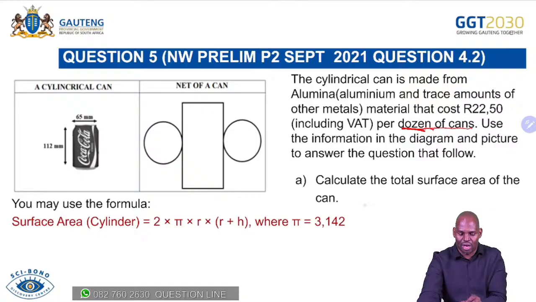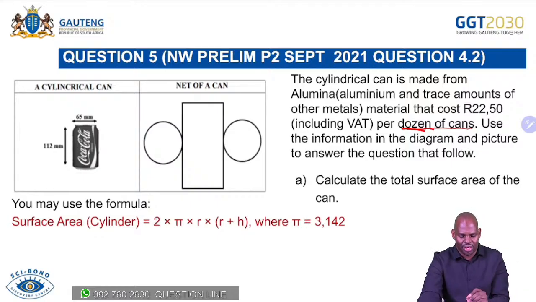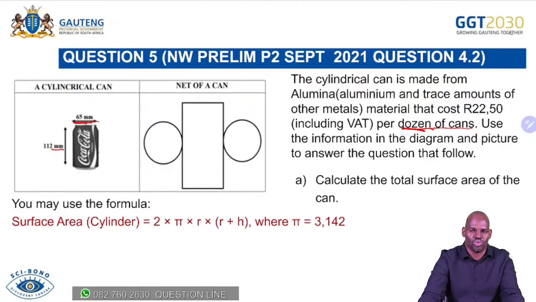Then the question is, calculate the total surface area of the can. Luckily in this case the formula is given. The examiner says you may use the formula, and we are going to use it. The question doesn't specify the unit, so whatever units are given, we leave them as they are, unless some of the values have different units. Our height is in millimeters, and our diameter is in millimeters as well.